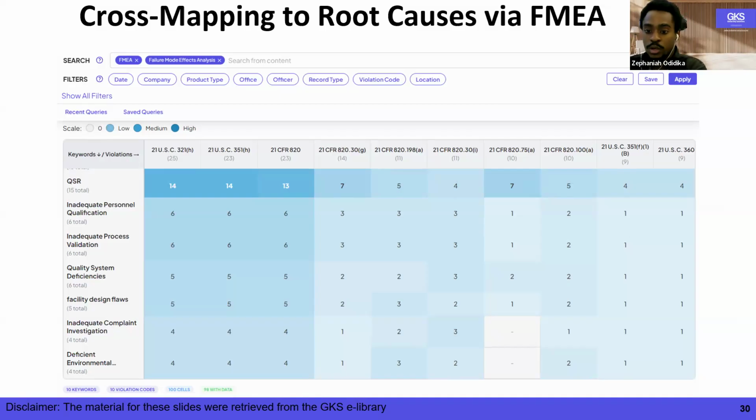The quality system regulation QSR issues like insufficient risk controls appear repeatedly across multiple situations in CFR sections. And the messaging here is clear. Treat FMEA as a living tool that evolves with every change, rather than a static compliance document. Properly leveraging it can help organizations prevent repeat violations and strengthen quality culture across the enterprise, especially within your facility.